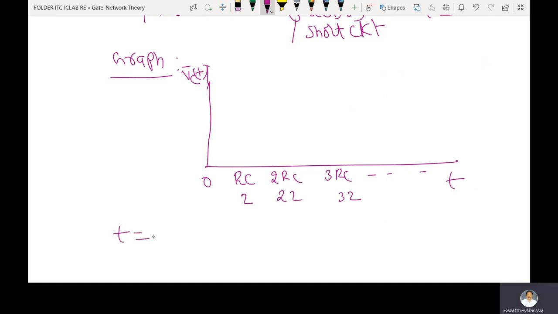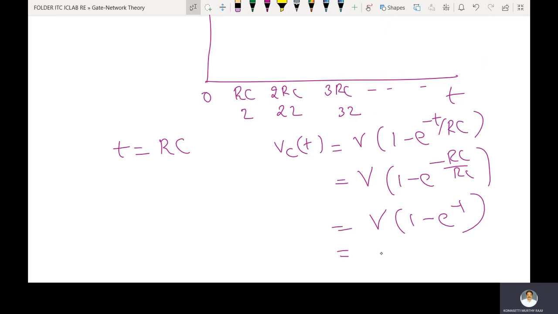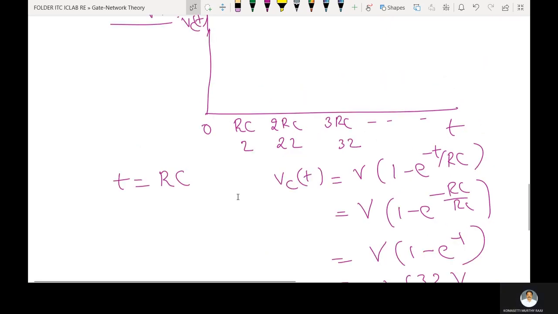At t equal to the time constant of the circuit, the product of resistance and capacitance, Vc of t is equal to V into 1 minus e power minus t by RC. Substituting t equal to RC, we get e power minus RC by RC, that is V into 1 minus e power minus 1. That value is 0.632 times the source voltage.